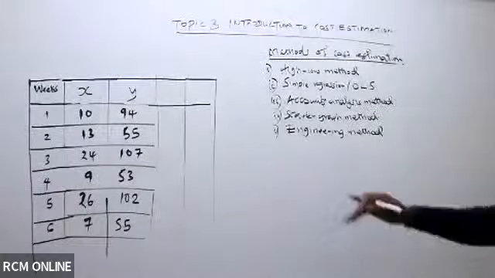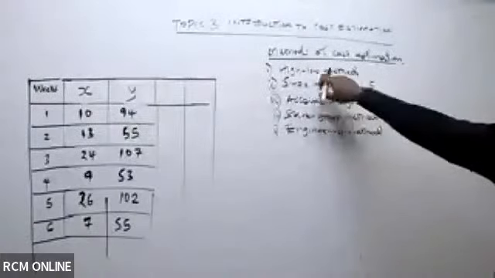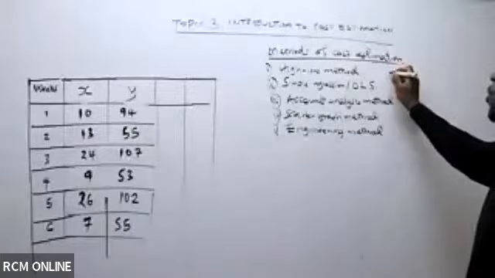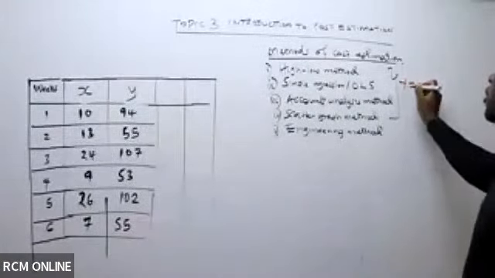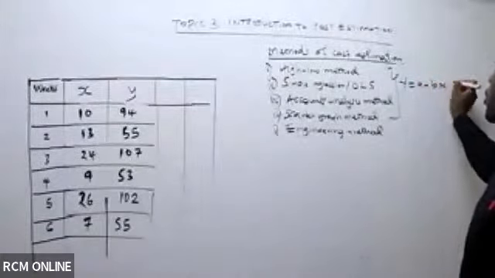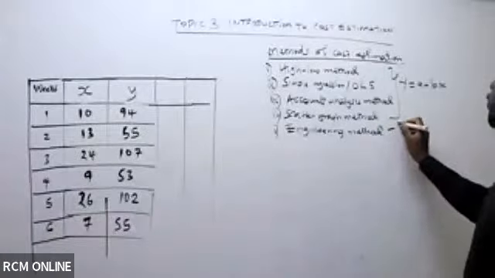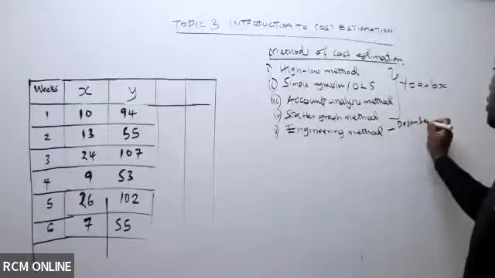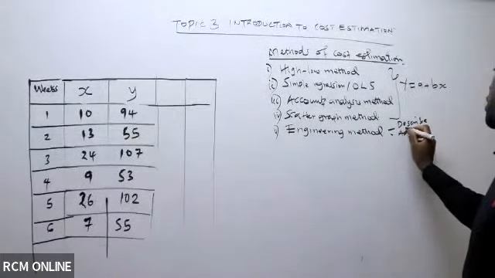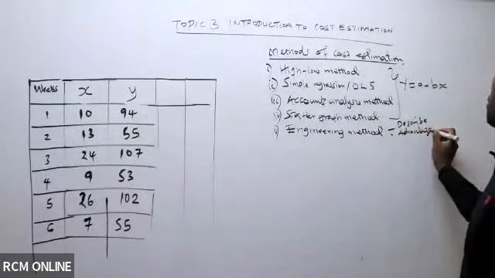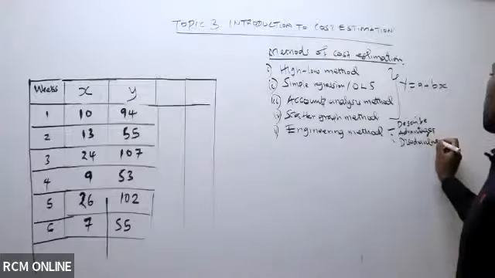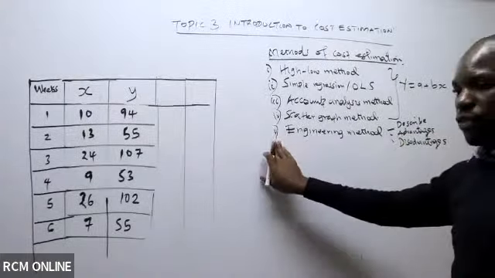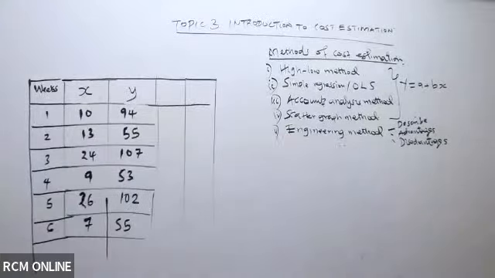Good. So I want to start with the first method, the high-low method. For all of the first four, you must end up with a cost function in the form of Y equals A plus BX. Under method number 5, you just need to describe it, give us advantages and disadvantages. That's all that is required. There is no calculation.